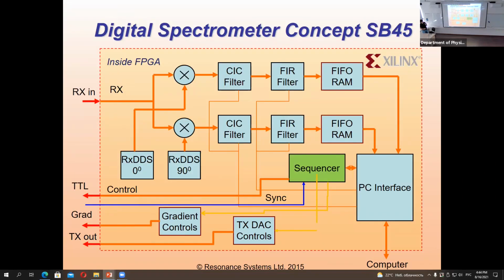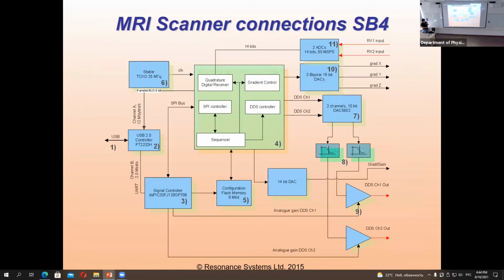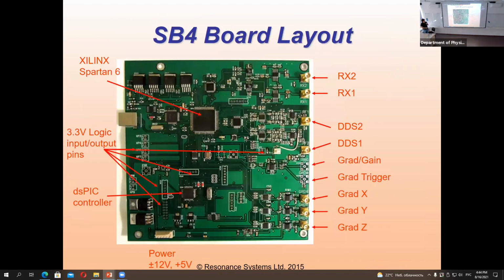This is what we get inside the FPGA board. If some of you are thinking about building your own spectrometers, we can talk about that. This is one of our boards. This is actually an MRI board: 2 receiver channels, 2 transmitter channels, and 3 gradient channels. There are different configurations; now I'm just showing one of them. Well, actually, that's all I wanted to talk about. This is just the beginning. Let's discuss.